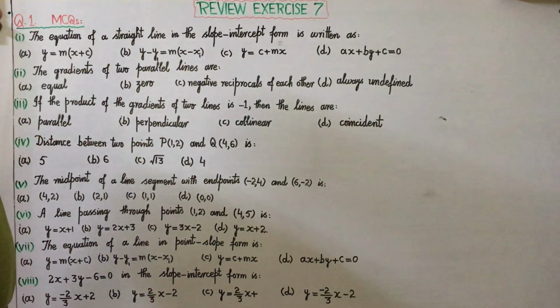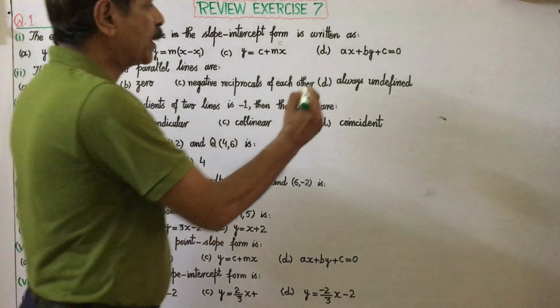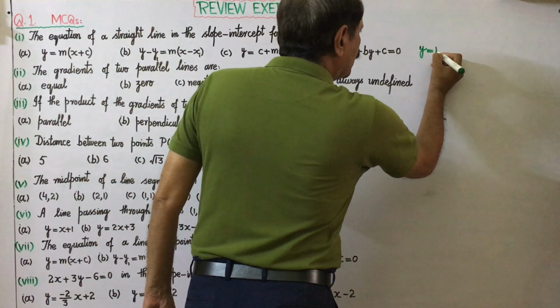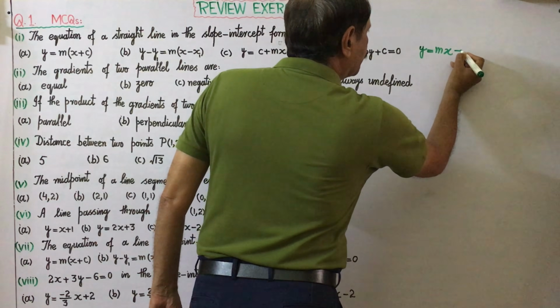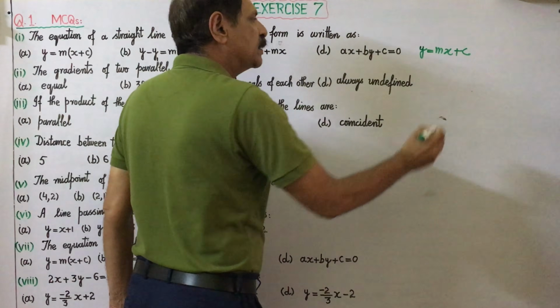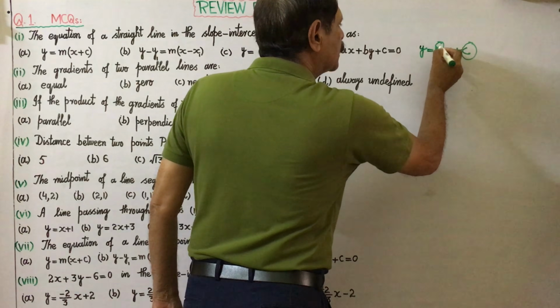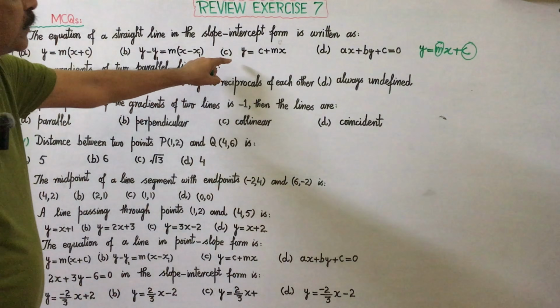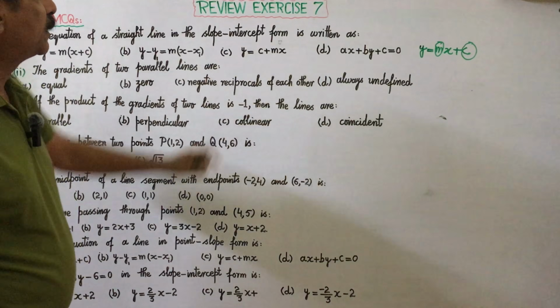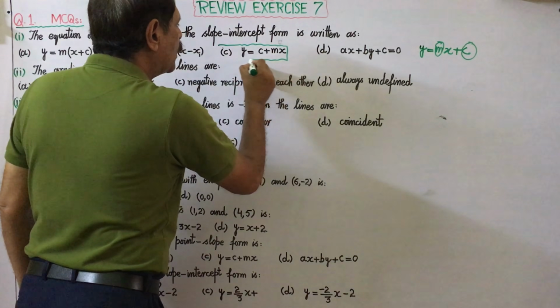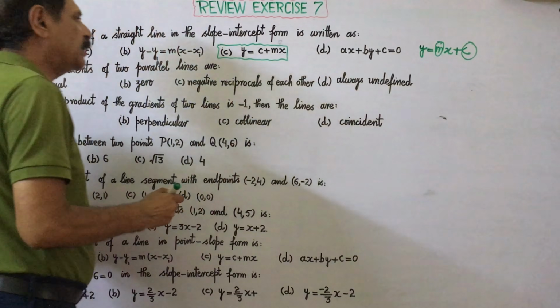This is slope intercept form. Slope intercept form is y is equal to mx plus c. C is y intercept and m is slope. So y is equal to c plus mx. This is the correct option. We are going to select C.